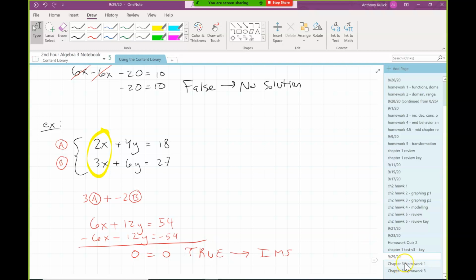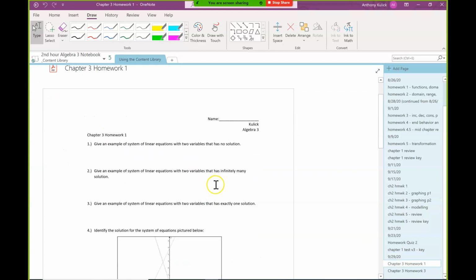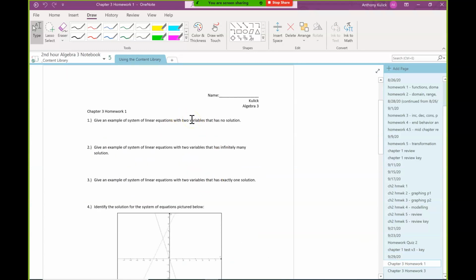All right, that's it for today. For your homework check on Sunday, I have 2 homework assignments that I've put on PowerSchool, Chapter 3 Homework 1 and Chapter 3 Homework 3.